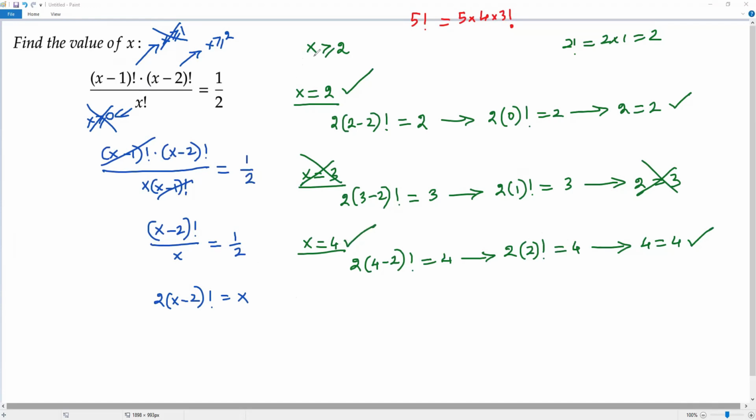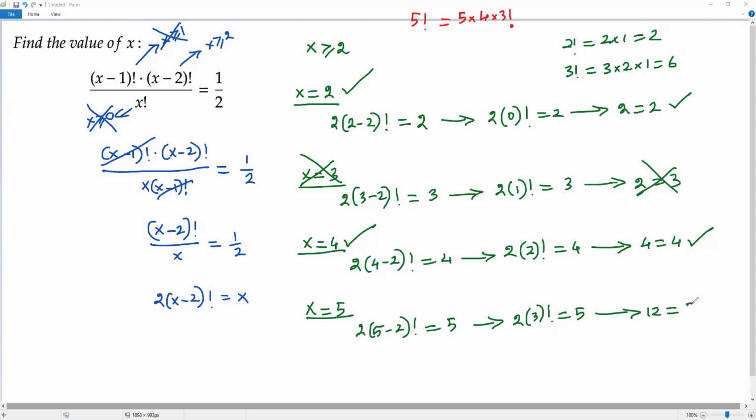Okay, now let's get another whole number for x in this inequality, that is x equals 5. Let me plug in 5 for x over here in this equation. Then we get 2 times (5 minus 2) factorial equals 5. Then we get 2 times 3 factorial equals 5. Okay, now let's evaluate the value of 3 factorial. 3 factorial equals, we have to multiply 3 and every positive integer less than 3 up to 1. That is 3 times 2 times 1, which is equal to 6. So the value of 3 factorial is 6. 6 times 2 is 12. Then we get 12 equals 5. This is false. So x equals 5 cannot be a solution for the given equation.